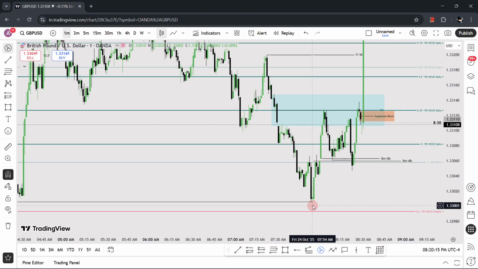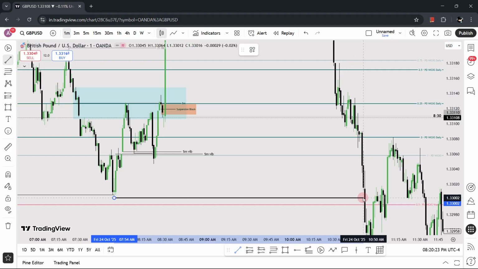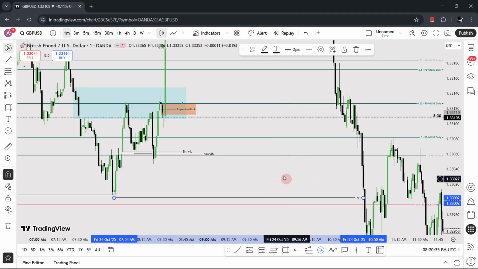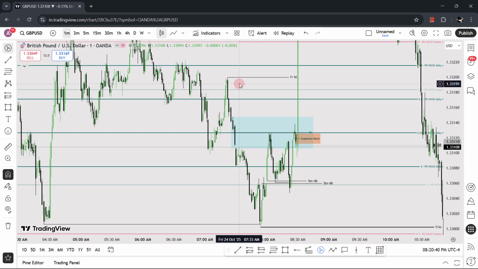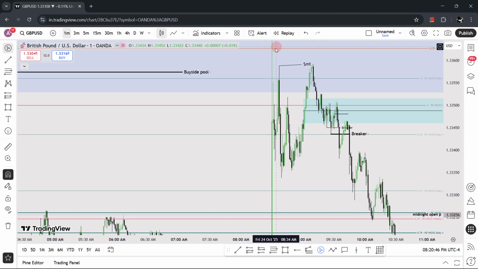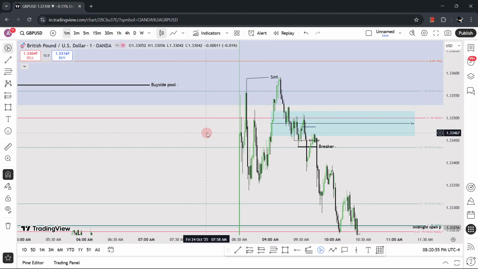So what is this? This is the lowest low after 7 o'clock, and this is the highest high after 7 o'clock. So the market went up, taking that buy side. If you don't know this thing, just skip, go backwards and see what it is.